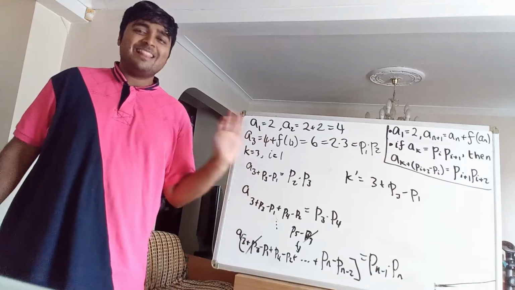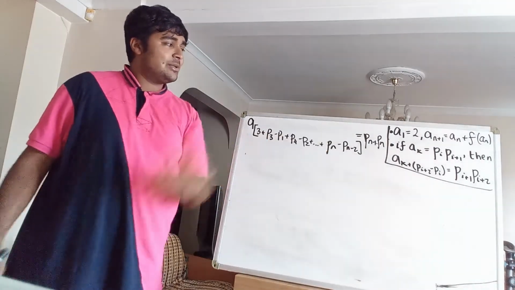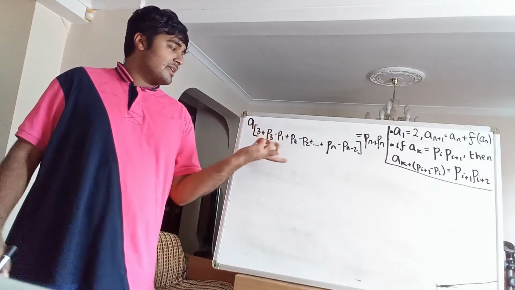Anyway, I've run out of room. Let me clean up the whiteboard, and we'll continue. Okay, so we have A of this guy here is equal to pn minus 1 times pn. Let's cancel down the middle terms. Well, what are we going to be left with?